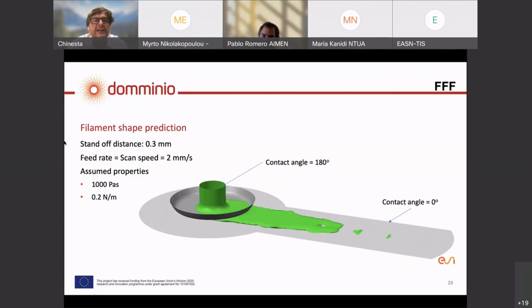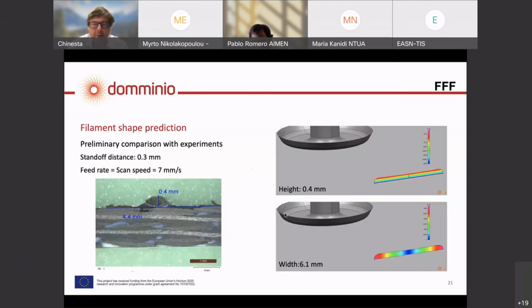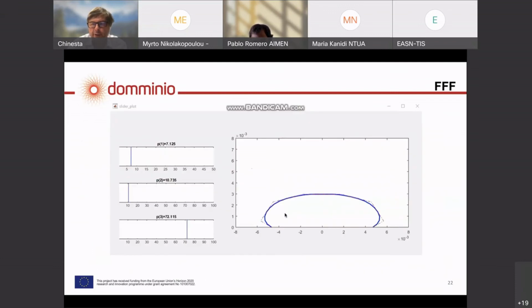Obviously, we can change the gap between the nozzle and the substrate to 0.3. And in that case, obviously, because of this planar surface, the filament that is being layered has a very planar or sheet shape. Making the first verifications, and this is something that is going on.